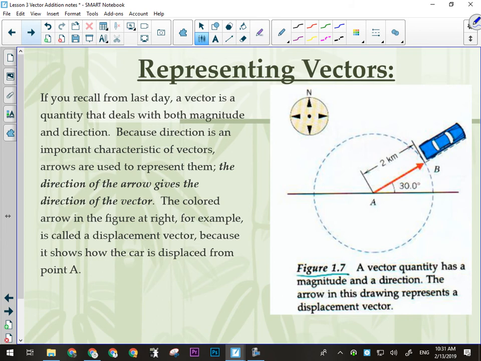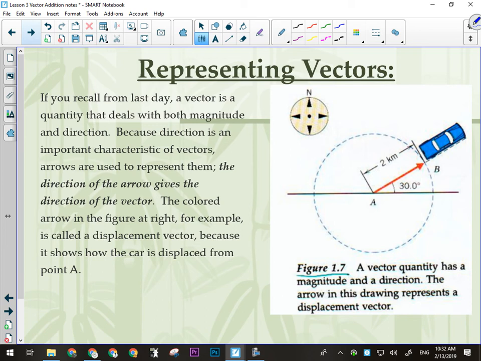So a vector quantity deals with both magnitude and direction. So when we draw a vector, we have to represent both parts of that. We have to represent its magnitude and we have to represent its direction. A convenient way to represent that is by drawing an arrow. All vector quantities, regardless of whether they're position, acceleration, force, or velocity, are going to be drawn as an arrow. We will represent the magnitude by the length of the arrow, and obviously the direction will be the direction the arrow points.